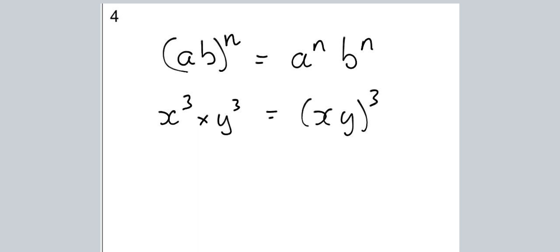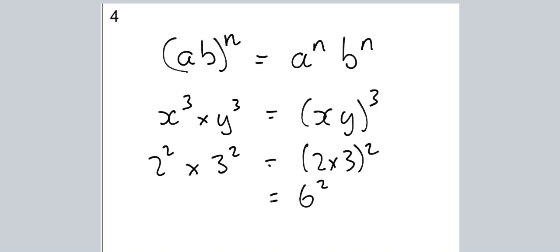Is that okay? So if I had 2 squared multiplied by 3 squared. What's 2 squared? What's 3 squared? 9. What's 4 times 9? 36. If I use the rule, though, just to show you that it does work with numbers as well, I would get 6 squared. And what's 6 squared? Right, it's the same answer. If it was a different answer, then the universe would explode, and that's always awkward for everyone involved. So luckily, it is the same answer. So 2 squared times 3 squared is the same as 6 squared. So it does work with numbers.